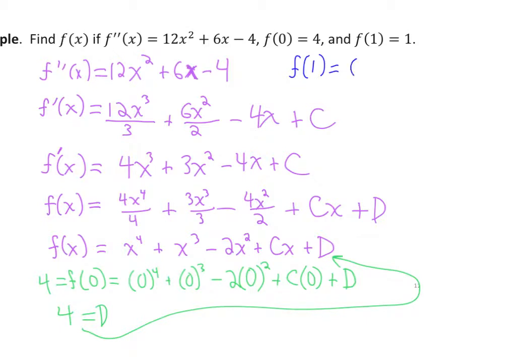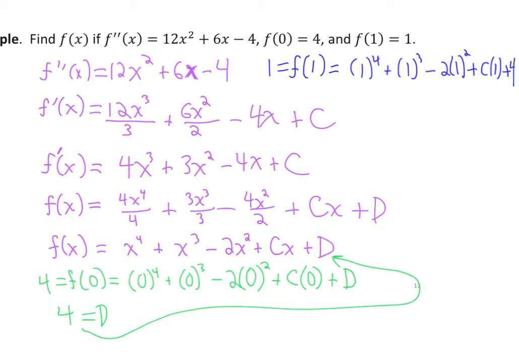So we have 1 to the 4th plus 1 cubed minus 2 times 1 squared plus c times 1 plus d, which is, as we found out, 4. And again, looking back at the initial conditions given in our problem, f of 1 equals 1. So I'm just going to write that this whole thing equals 1, which means 1 equals all of this, which means I have to simplify this.